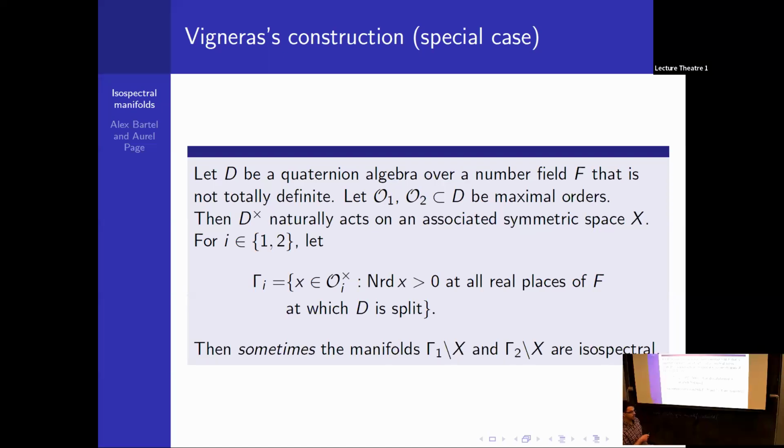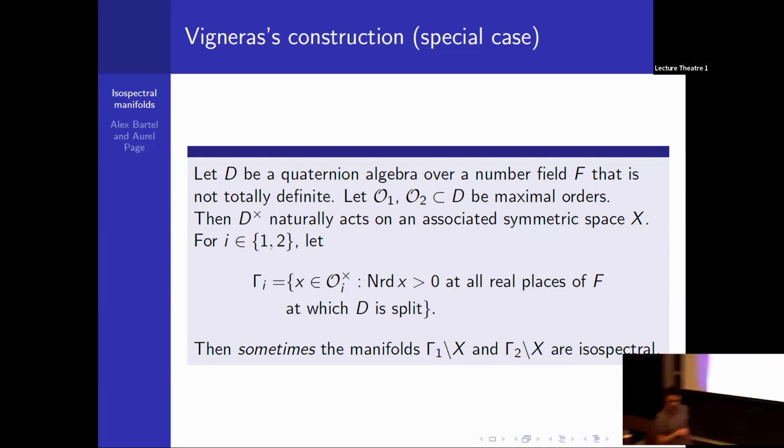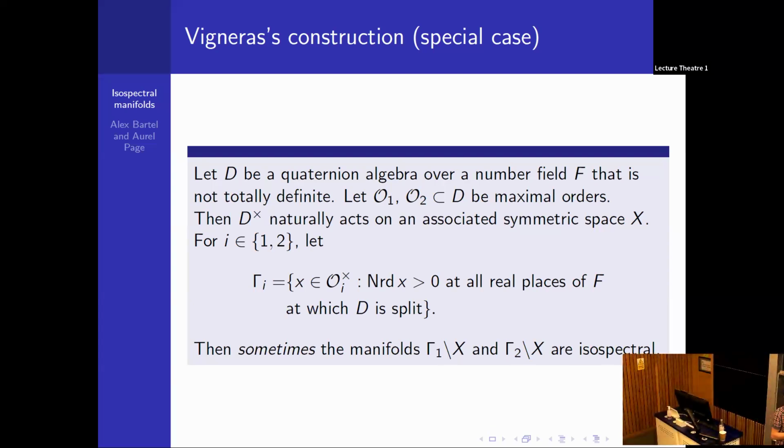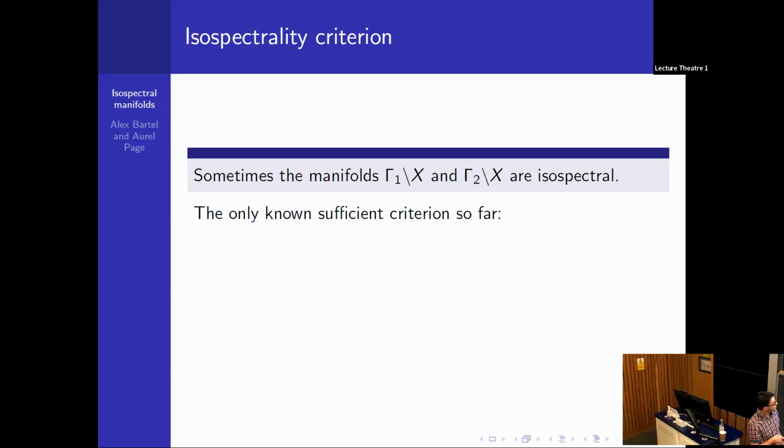And then take the quotients of the symmetric space by these two discrete groups. And we saw examples of this throughout the workshop. These are these arithmetic discrete subgroups that appeared in Amina's talk and then kept appearing. And then Vignéras says that sometimes these manifolds will be isospectral. So let me explain. Sometimes means there is only one known sufficient criterion so far.